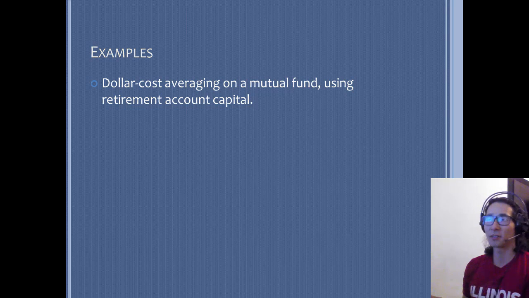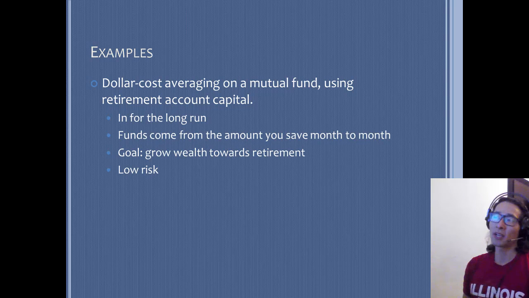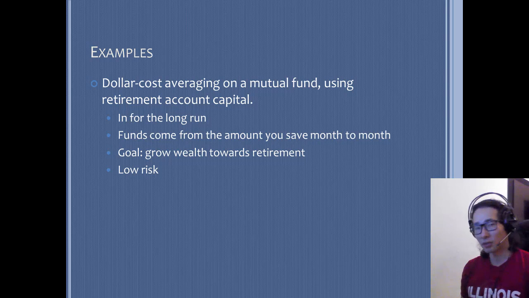Let's see these characteristics. So we are in for the long run. The funds or the capital we use to buy this asset comes from the amount we save month to month. By prioritizing our expenses and spending money wisely, our goal is to grow wealth towards our retirement. So this can be considered a low risk investment as long as we make sure we are not overpaying for it.